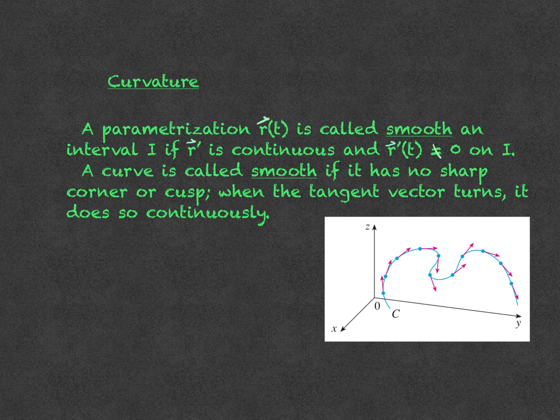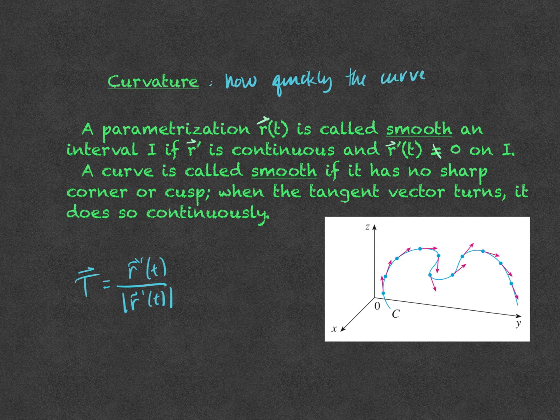Now, if C is a smooth curve defined by the vector r, remember that our unit tangent vector is equal to r prime of t over the length of r prime of t. And the unit tangent vector indicates the direction of the curve. From the figure here, you can see that as the unit tangent vector changes direction, it does so very slowly when C is kind of close to straight, but it changes direction more quickly when C bends or twists more sharply. So the curvature of the curve at a given point measures how quickly the curve changes direction at that point. So the curvature is how quickly the curve changes direction at a point.